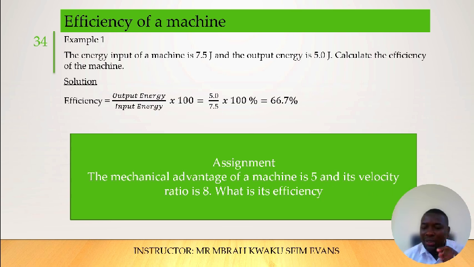So the efficiency is 66.7%. It means that almost 33.3% of the energy goes out as waste. So you have an assignment. The mechanical advantage of a machine is 5 and its velocity ratio is 8. What is the efficiency of the machine?